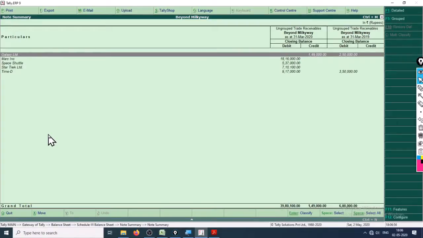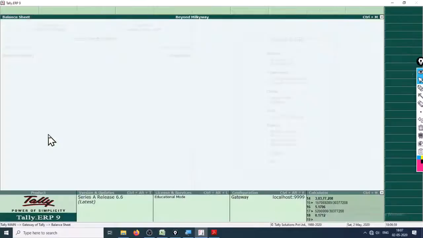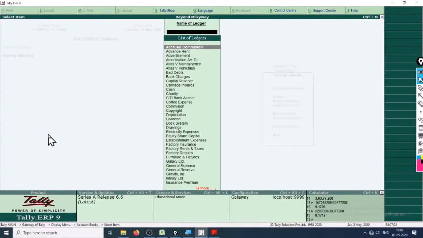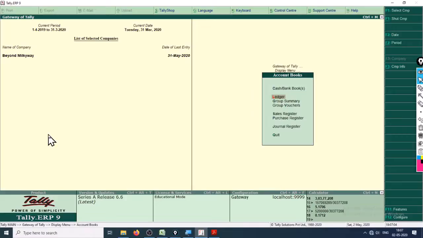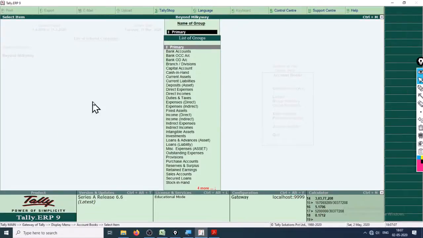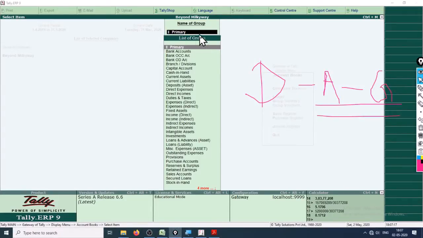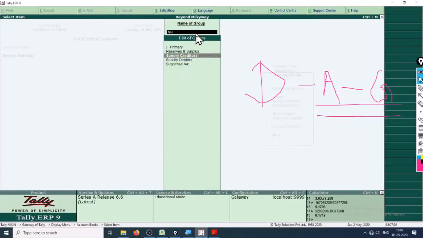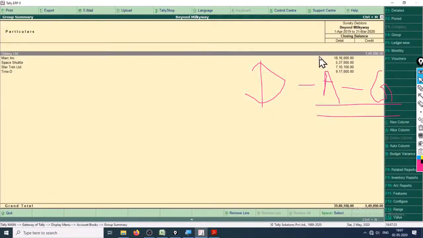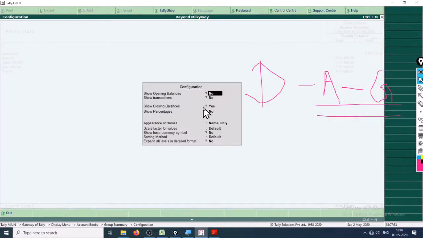A lot of confusion. Let it be. Open sundry debtors. How to open that group? Right here, sundry debtors. Opening and closing should be right here in front of you. Nope, it is not. How to know it then? F12. Show opening balances. Yes.